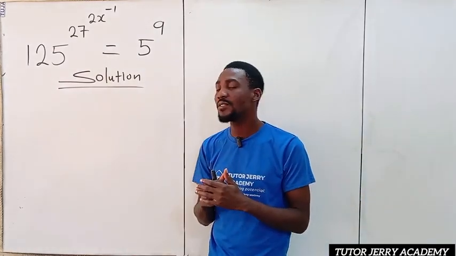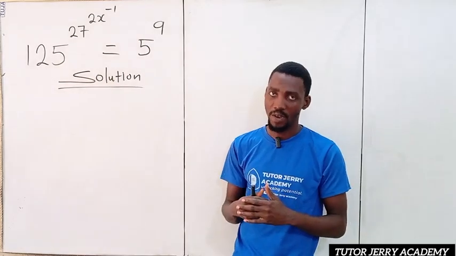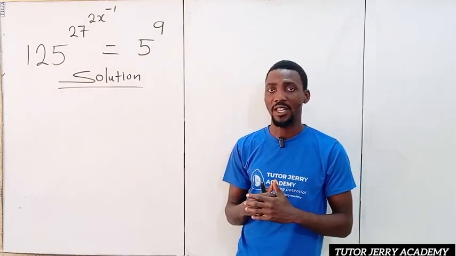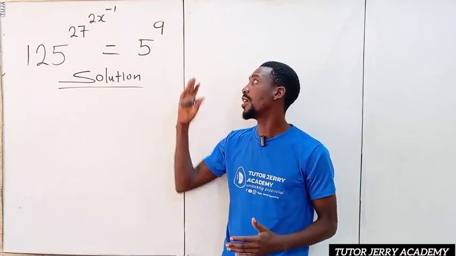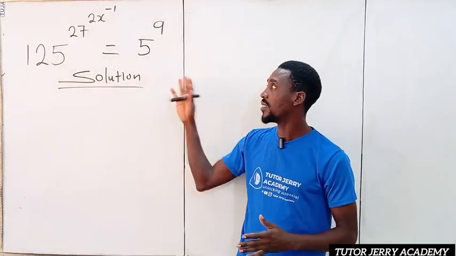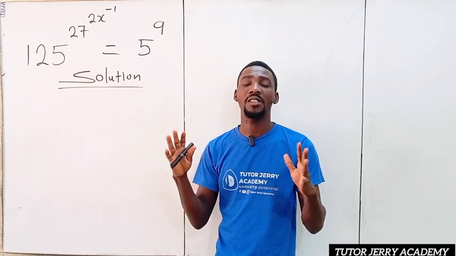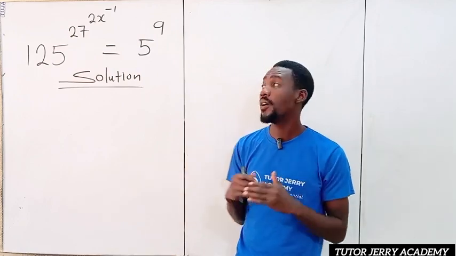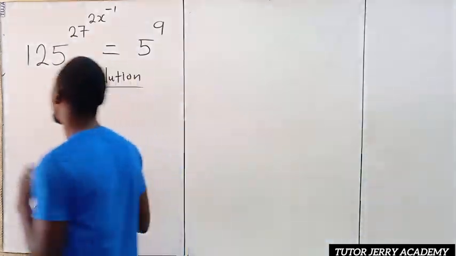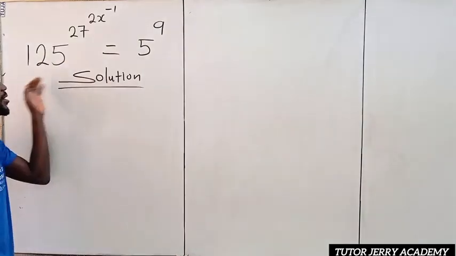125 to the power of 27 to the power of 2x to the power of negative 1 equals 5 to the power of 9. We are to find the value of x. You can see this question is in the form of a tower. The first thing we are going to do is to express our 125 in terms of 5.